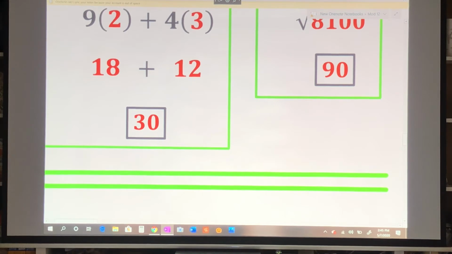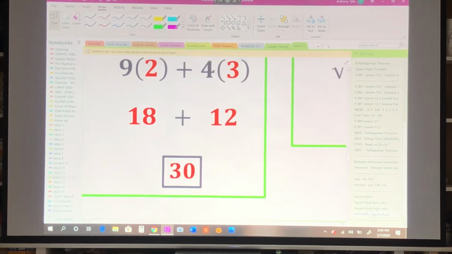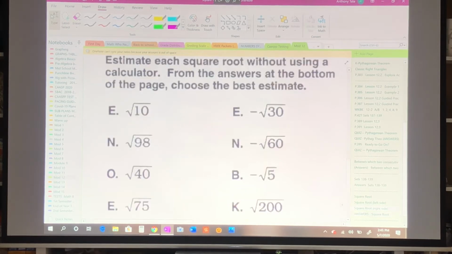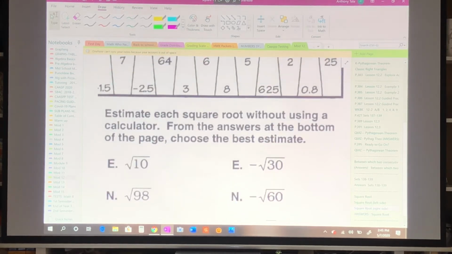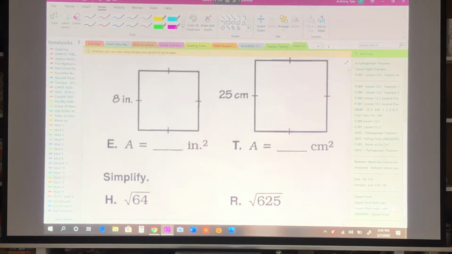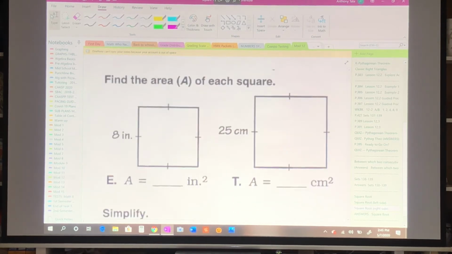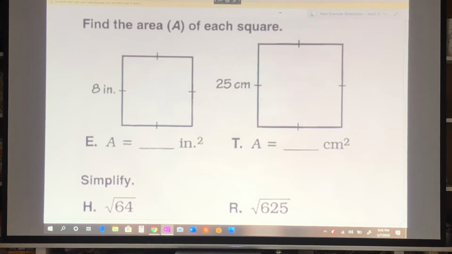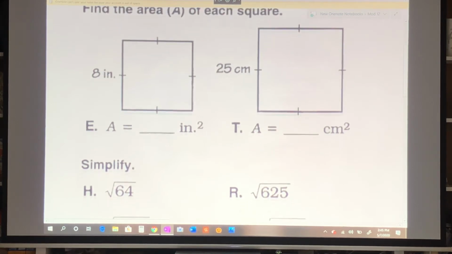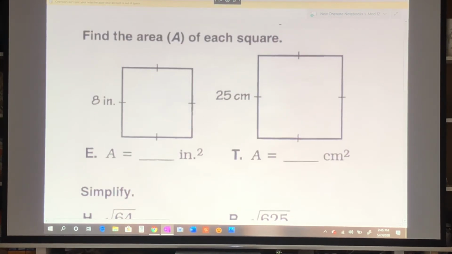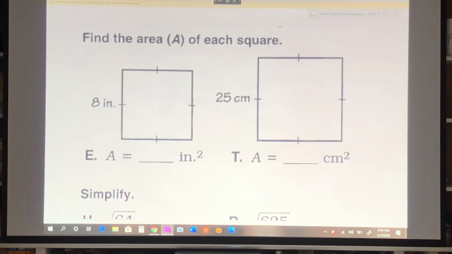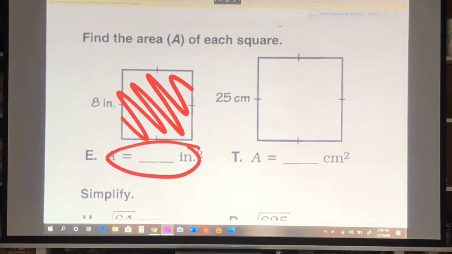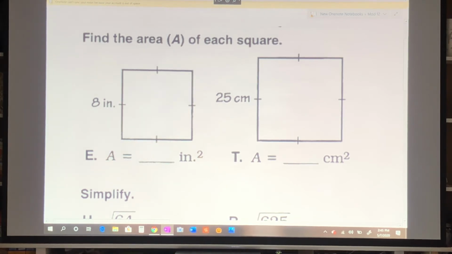Okay, we got that. Let's go to, I'm sending you the right side today, which will be this one. Okay, somewhat similar, except you're squaring it to get what you're finding the area on this one. You're finding the area. Same thing here.